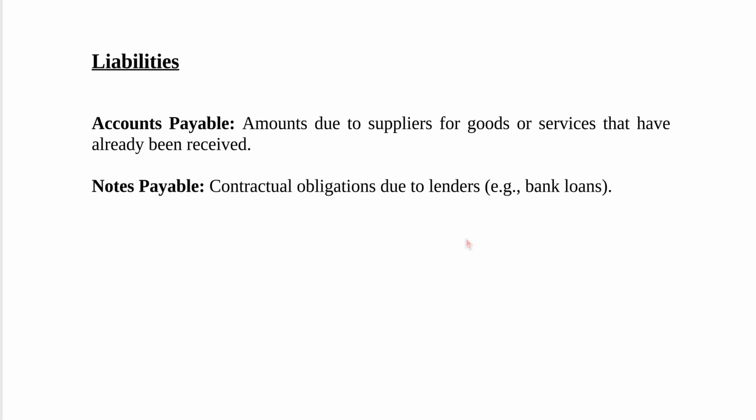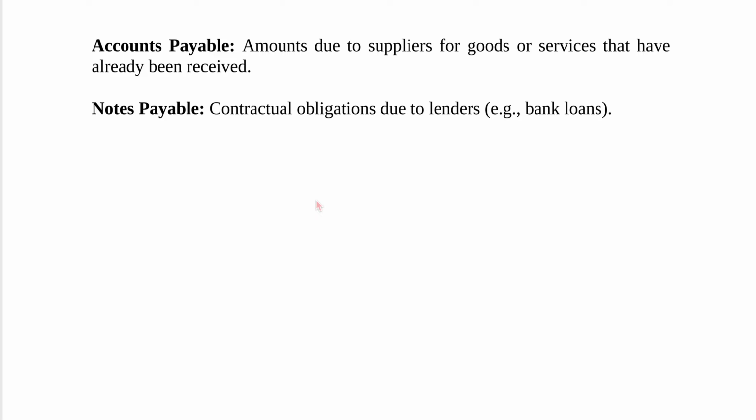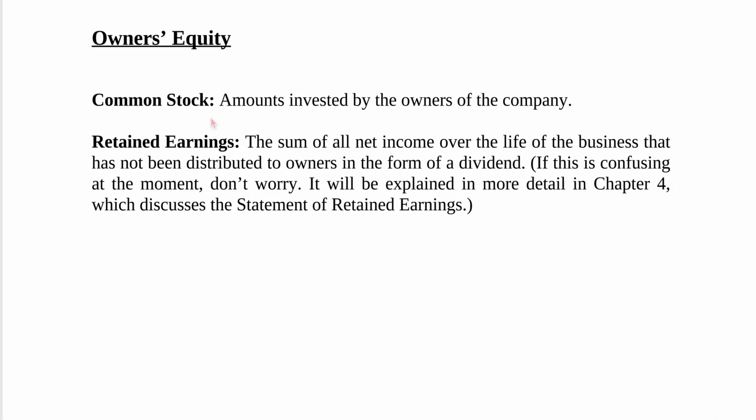Now coming to liabilities. Accounts payable: amounts due to suppliers for goods or services that have already been received. The company has received the goods or services which it required, but has not yet paid the cash to the suppliers. In that case, that is known as accounts payable. The company is yet to pay the amount. Notes payable: contractual obligations due to lenders such as bank loans. It includes a contractual obligation on the company to return the money. Now coming to owner's equity. Common stock: amounts invested by the owners of the company. Retained earnings: the sum of all net income over the life of the business that has not been distributed to the owners in the form of dividend.